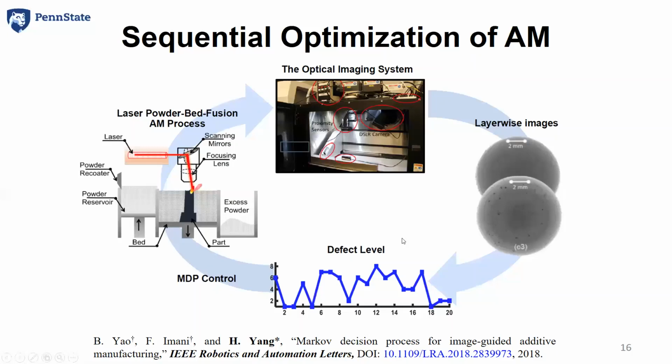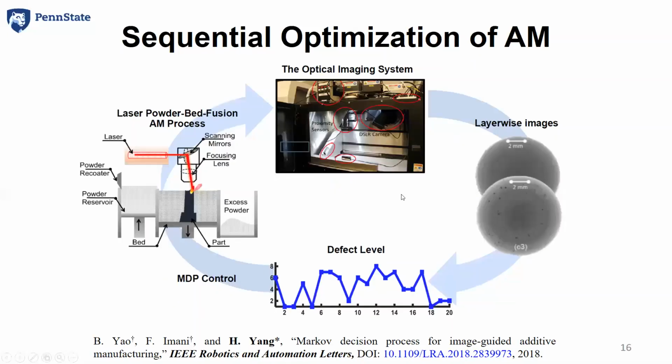But there are several technical issues. First, this is a sequential decision-making problem, because if you control one layer, this layer is going to impact the next layer. For example, if this layer has high defect, it's very possible the next layer is going to have high defect, because you're building upon the defects, and then all the subsequent layers. So this is a sequential decision-making problem. That's why we propose a Markov decision process for sequential optimization of the AM build quality.